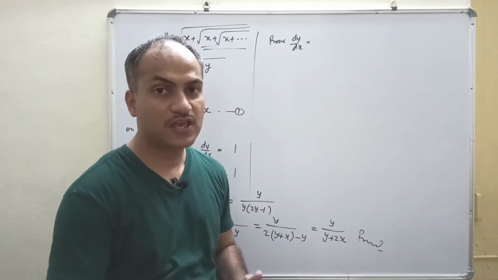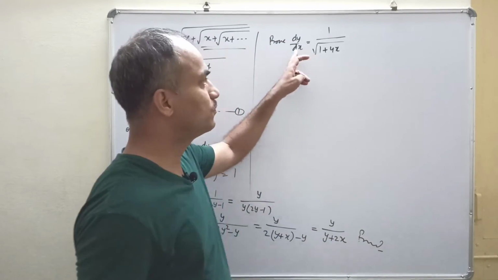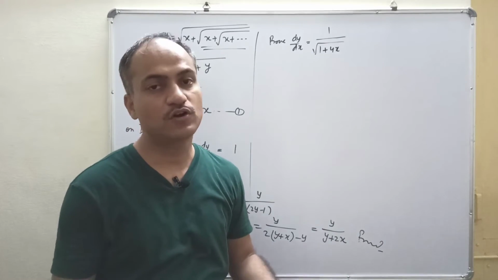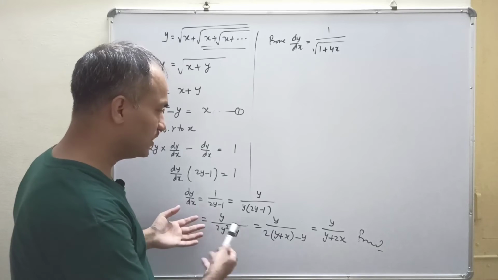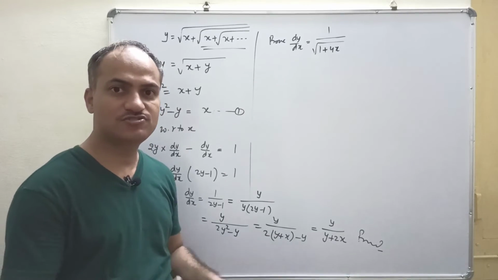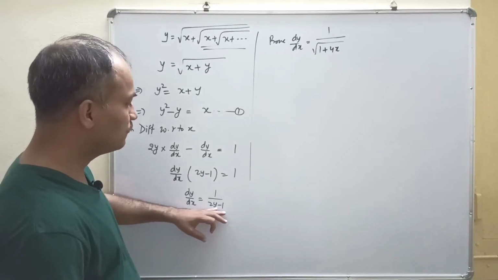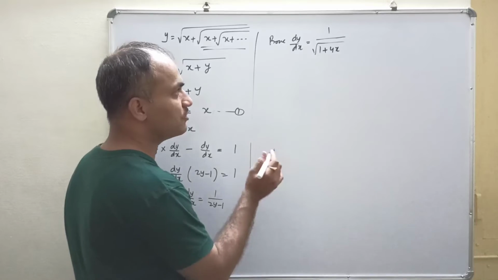Once again, if you are given that dy upon dx is something else, if you have to prove that dy upon dx is 1 upon root of 1 plus 4x, then what will you do? Now, do you get some idea how to prove this? Even I don't get some idea. So let us try something. So we had proved till here. Now we are not getting any hint how to prove this term. So what is the trick?